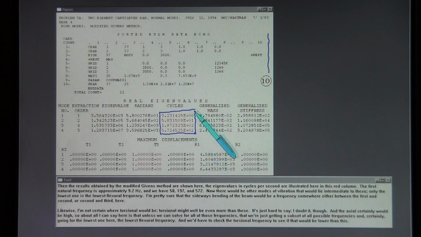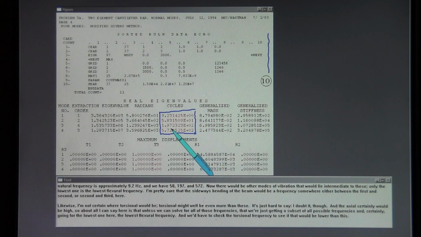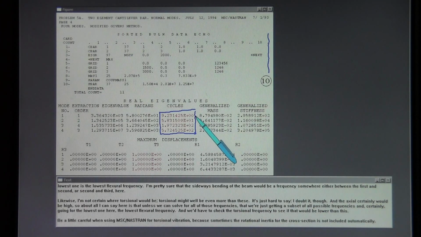The first natural frequency is approximately 9.2 hertz. Then we have 58, 197, and 572. Now there would be other modes of vibration that would lie intermediate to these. Only the lowest one is the lowest flexural frequency.